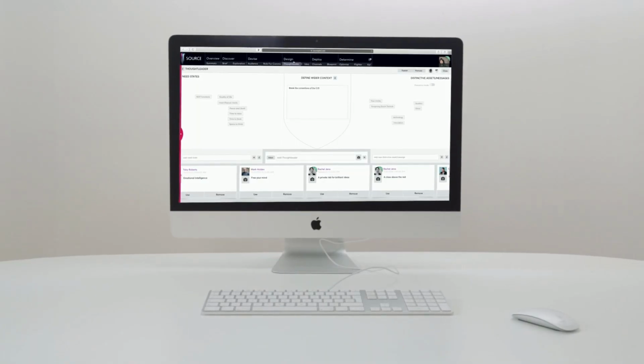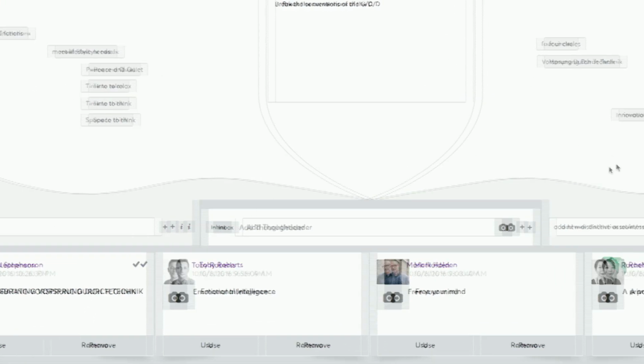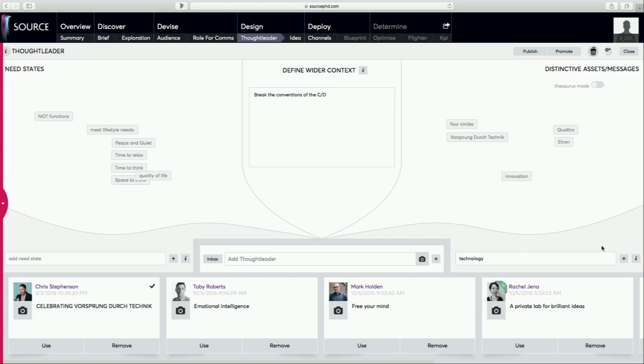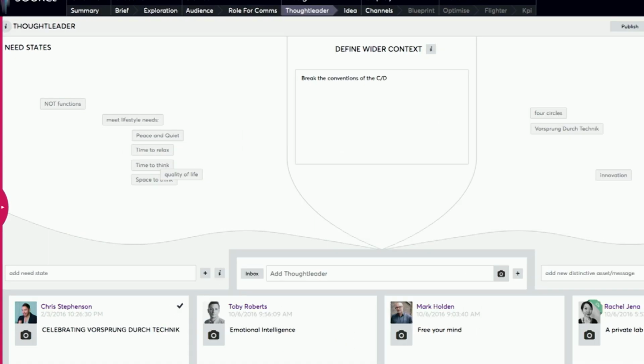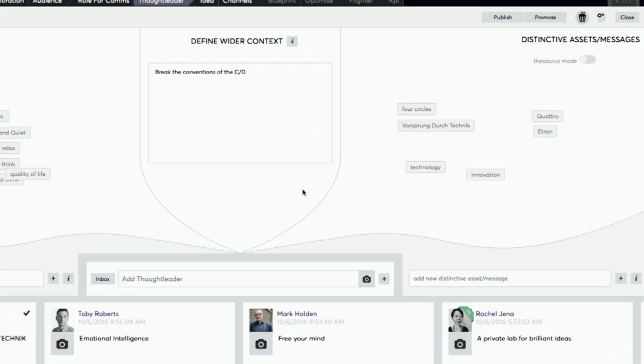Now, let's talk about the design stage. This is switched on if a creative agency isn't playing this role. In this stage, we have a technique for creating a proposition that combines the need states that drive category purchase with a brand's distinctive assets.